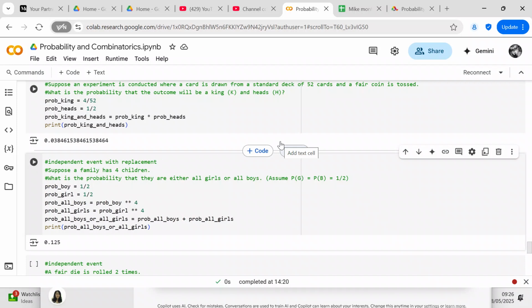The probability of all boys is probability of boy to the power of 4. The probability of all girls is probability of girl to the power of 4. So the probability of all boys or all girls equals probability of all boys plus probability of all girls. You'll notice that if it's an and, it's going to be a times symbol, and if it's an or, it's going to be a plus symbol.